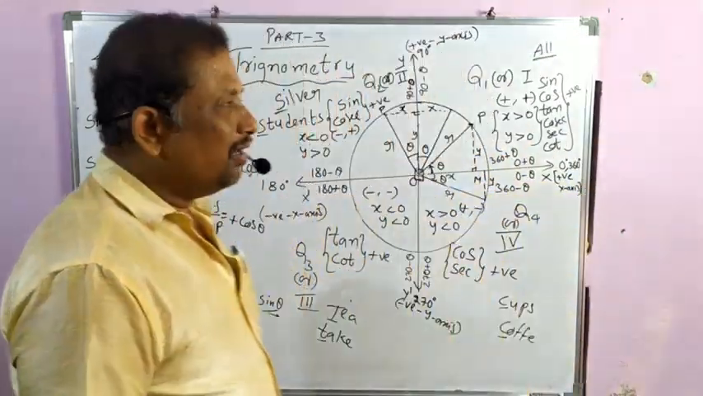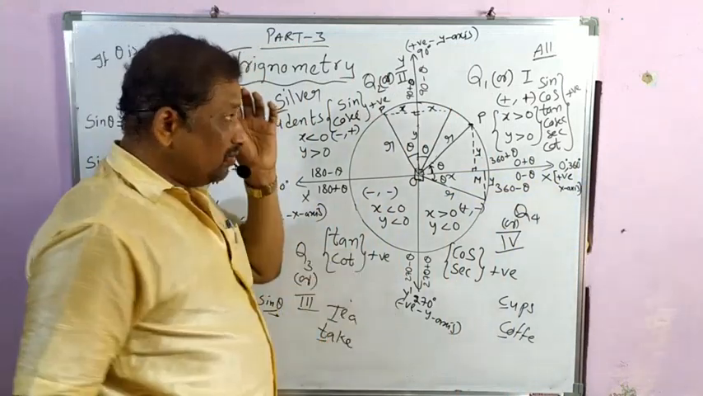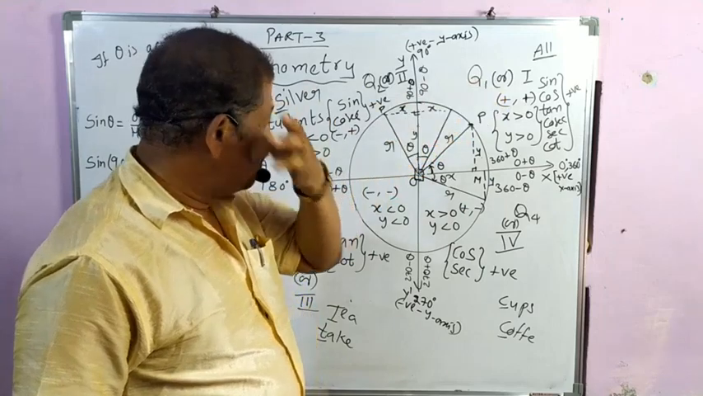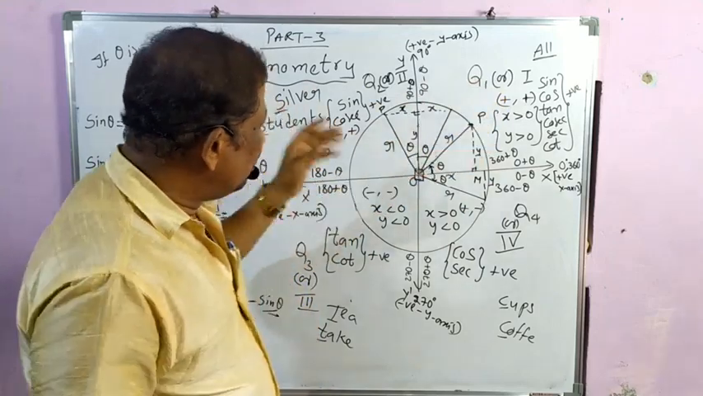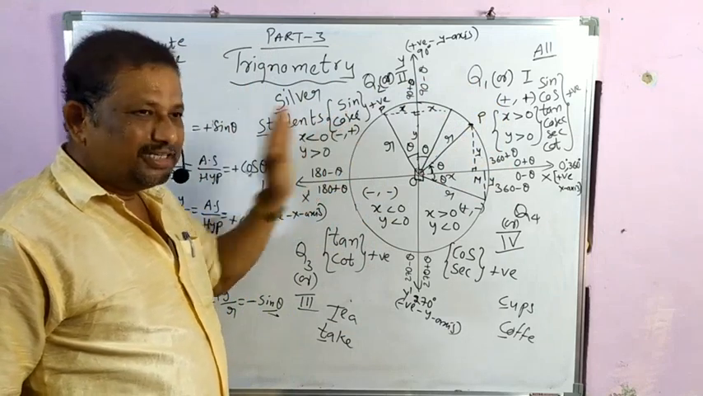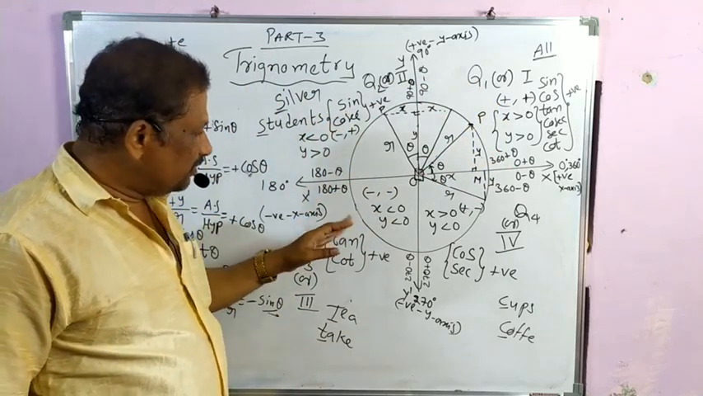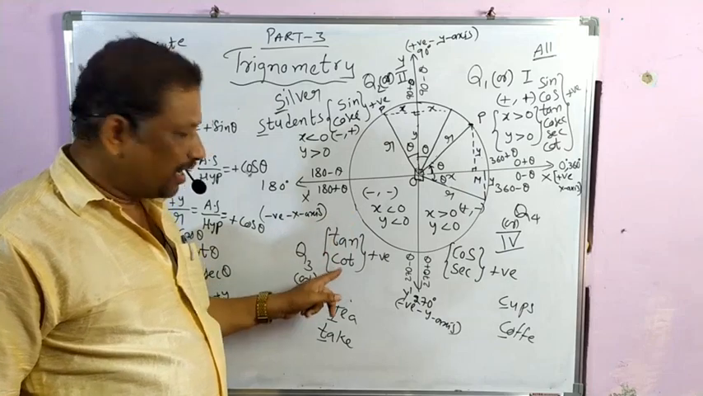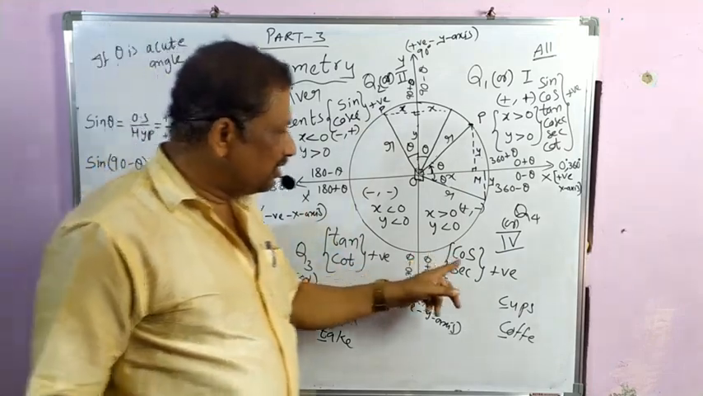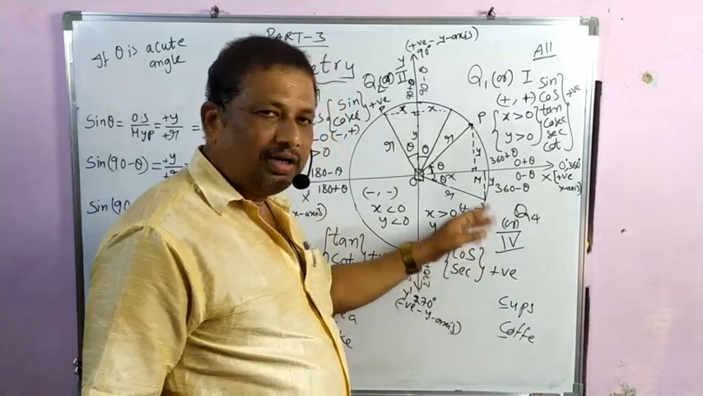That you should remember. And when the trigonometric ratios fall in the first quadrant, all are positive. When they fall in the second quadrant, only sine and cosecant are positive. When they fall in the third quadrant, only tan and cot are positive, remaining all negative. Here cos and secant are positive in the fourth quadrant, remaining are negative.